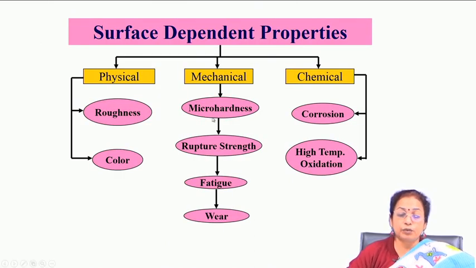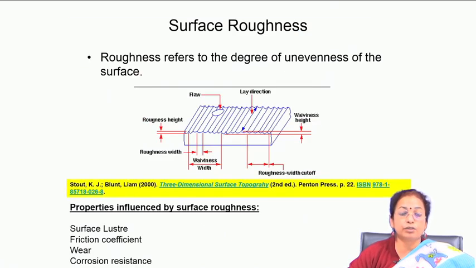Now, finally, if you think about the different properties which are dependent on the surface, they may be categorized into 3 types: physical properties, mechanical properties and chemical properties. Physical properties like roughness and color depend on the surface. Mechanical properties like micro hardness, rupture strength, fatigue and wear properties, and chemical properties like corrosion and high temperature oxidation, are also dependent on the surface. So, in the next few slides I will discuss the different physical properties and their role.